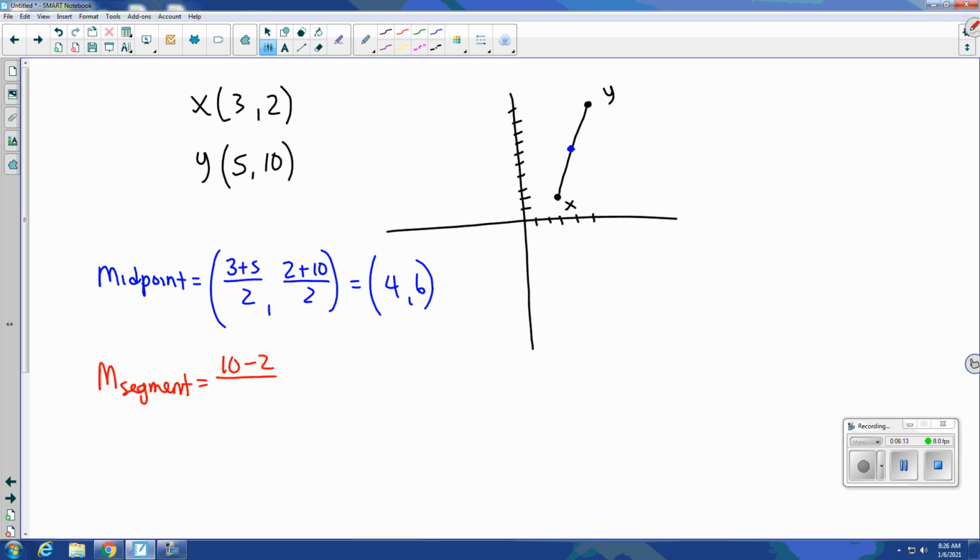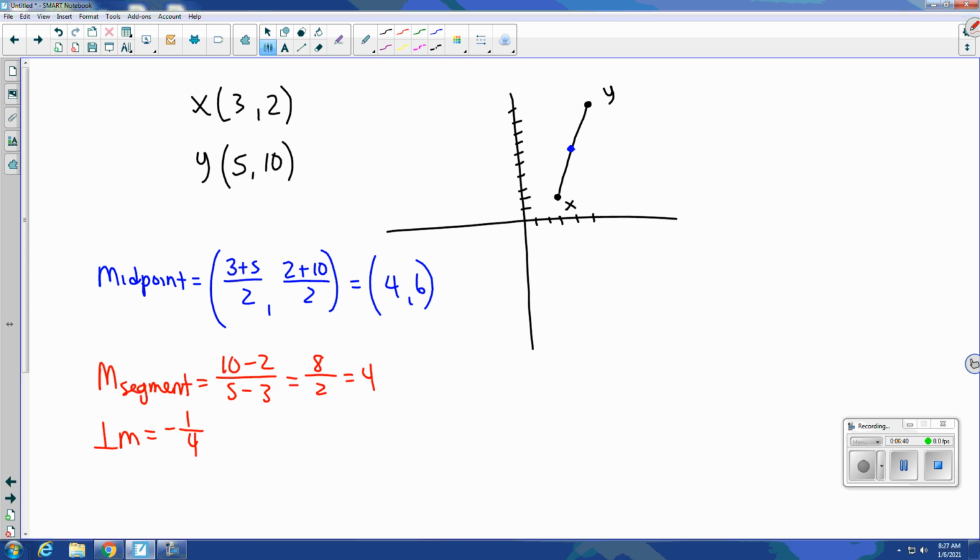The order doesn't matter as long as you stay consistent between the two points. And then 5 minus 3. So change in y over change in x, we're going to get 8 over 2, which is equal to 4. Now this isn't the slope of the perpendicular bisector, so make sure that we carry this through. The perpendicular slope is going to be the opposite sign and the reciprocal. So the negative reciprocal of that value, which would be negative 1/4.